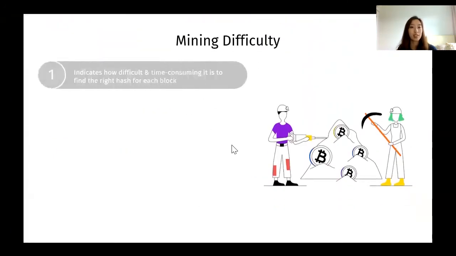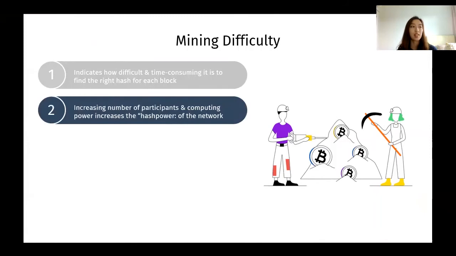So the mining difficulty of a cryptocurrency like Bitcoin indicates how difficult and time-consuming it is to find the right hash for each block. As a cryptocurrency like Bitcoin becomes more popular, the number of computers participating in its peer-to-peer network increases. So miners compete against each other for limited block rewards. With more participants and more computing power, the hash power of the entire network increases accordingly.